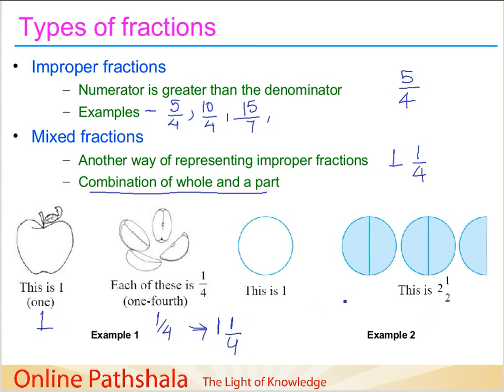Similarly, this is another example here. So this is 1, and then we have divided. If I take this quantity here, how can I represent this as a mixed fraction? We have this is 1, this is 2, and this is a half. So hence this is 2 and a half. So this is a mixed fraction.